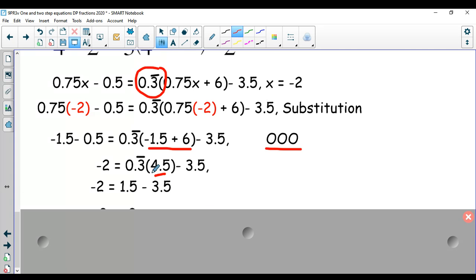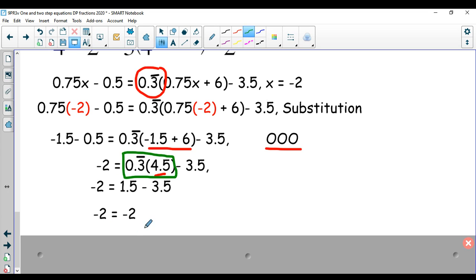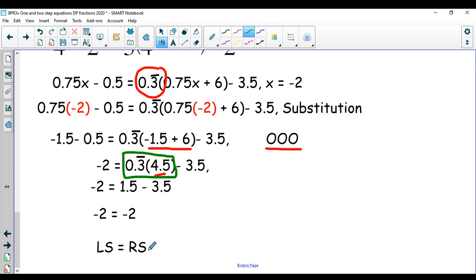Good, just keep going. Now here's where I had to use some logic. I went 0.3 repeating, I'm putting it in green here, 0.3 repeating times 4.5. That gave me 1.4999999, and it kept going. So when I looked at that repeating decimal, I have to realize I'm going to round up, it's going to be 1.5. So 1.5 minus 3.5, that gives us our nice answer of -2 equals -2. Left side equals right side.